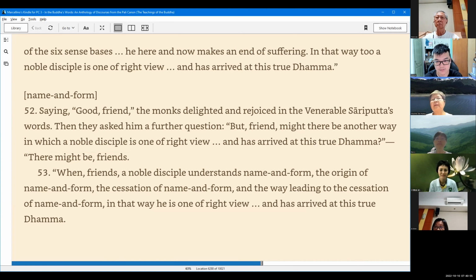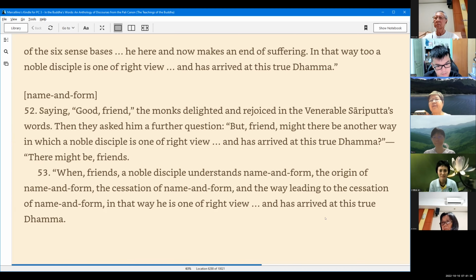Saying, "Good friend," the monks delighted and rejoiced in the Venerable Sariputta's words. Then they asked him a further question. "But friend, might there be another way in which a noble disciple is one of right view and has arrived at this true Dharma?" There might be, friends. When, friends, a noble disciple understands name and form, the origin of name and form, the cessation of name and form, and the way leading to the cessation of name and form, in that way, he is one of right view and has arrived at this true Dharma.